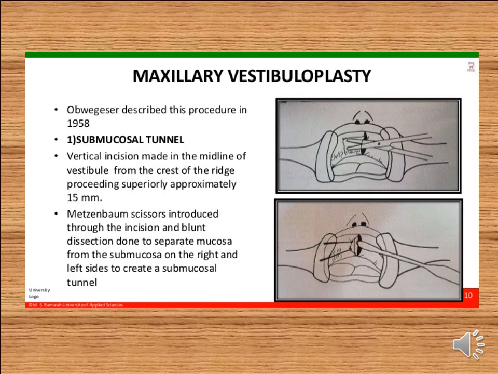The maxillary vestibuloplasty was described by Obwegeser in 1958. We have the submucosal tunnel technique, done by a vertical incision made in the midline of the vestibule, from the crest of the severely receded ridge approximately 15 mm. Then Metzenbaum scissors are introduced through the incision and a blunt dissection is done to separate the mucosa from the submucosa on the right and left sides to create submucosal tunnels.